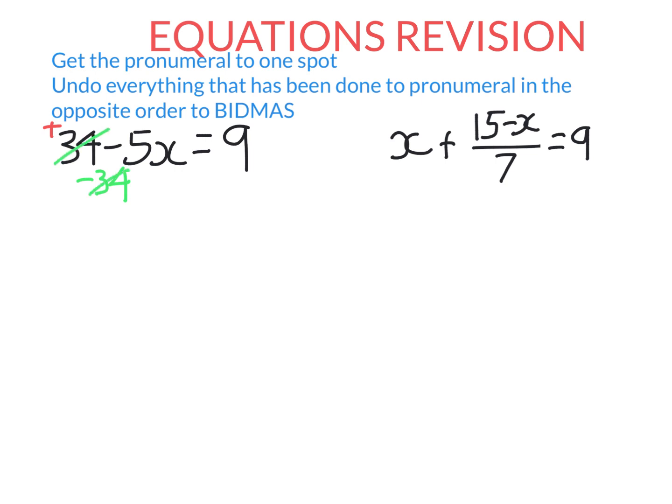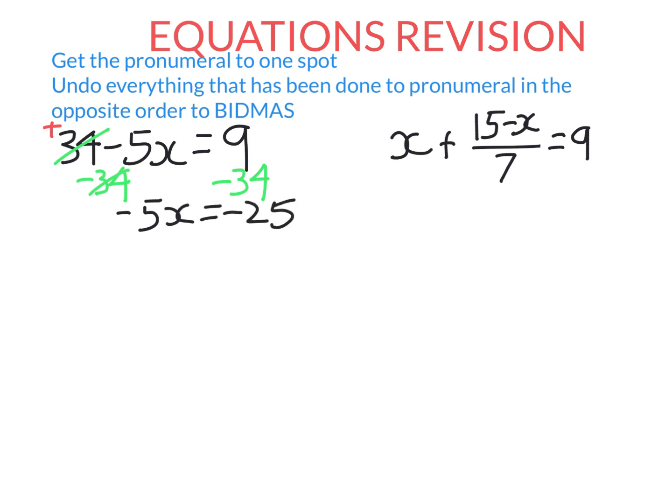Now the golden rule with equations is what you do to one side of the equation, you must do to the other. So because we subtracted 34 from the left-hand side, we must also subtract 34 from the right-hand side. So our next line of working is -5x equals -25.